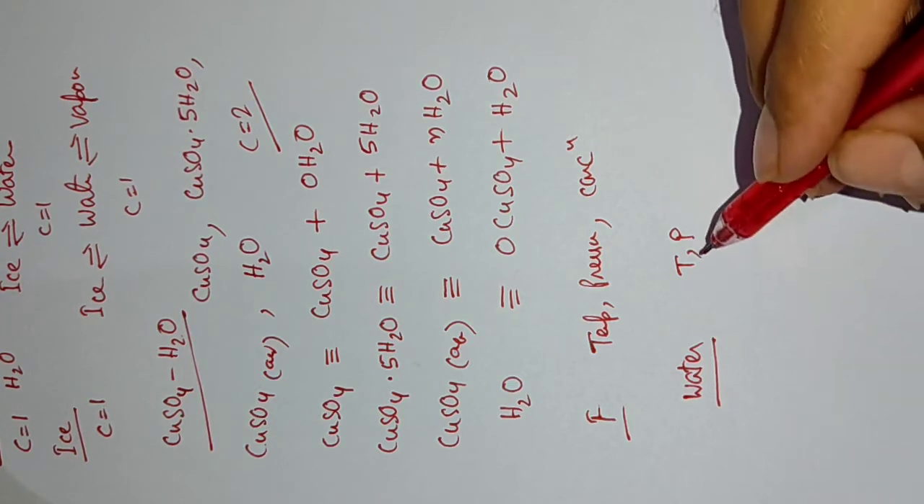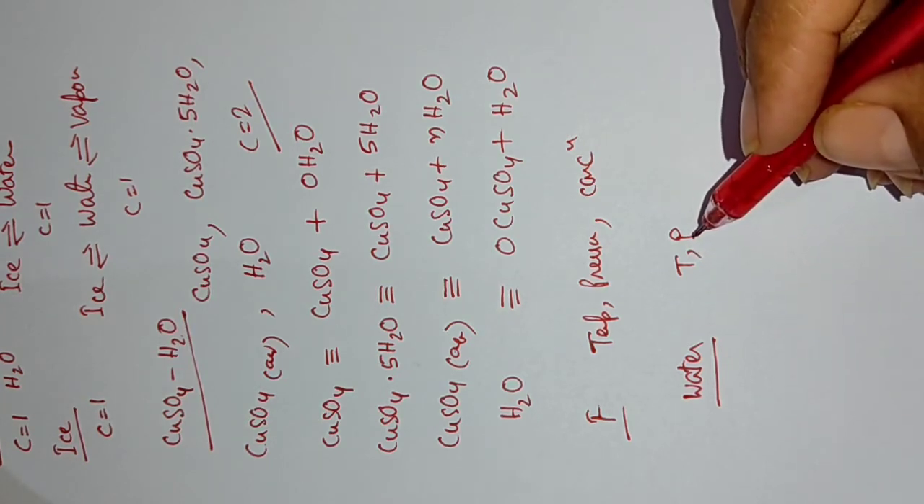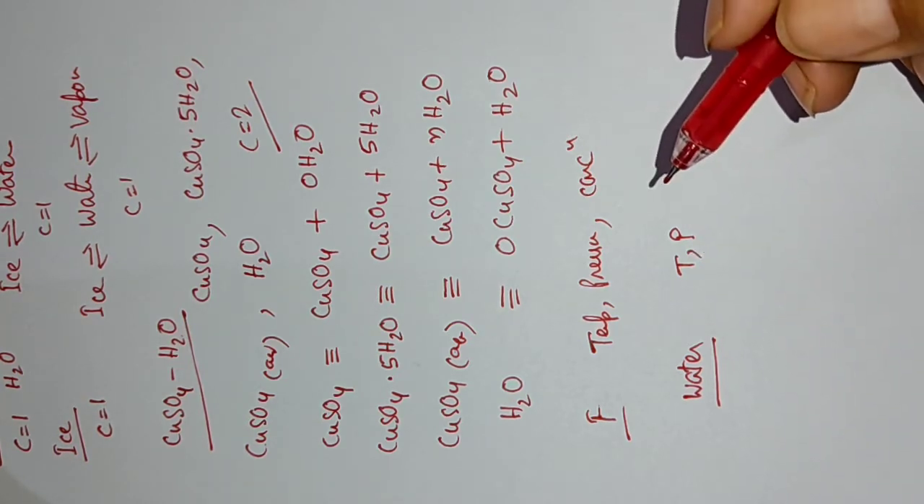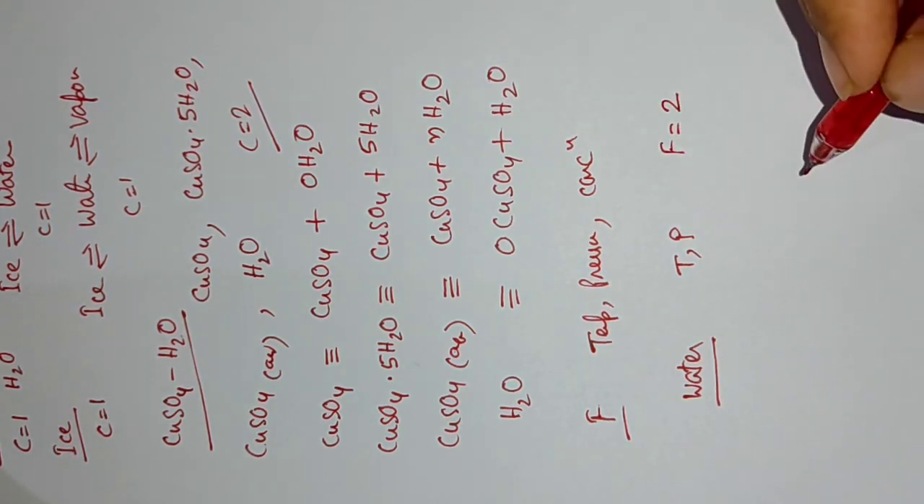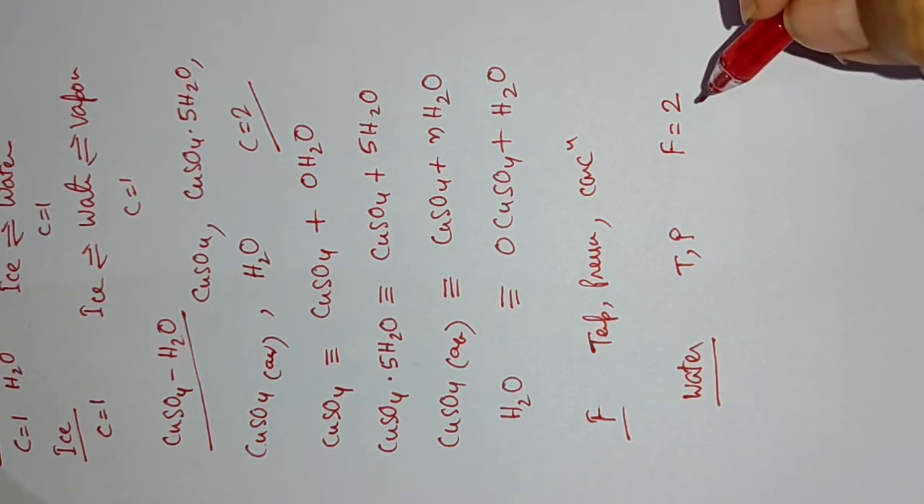So here you have 2 variables that you can change without altering the number of phases. So here F will be 2. It is a bivariant system.